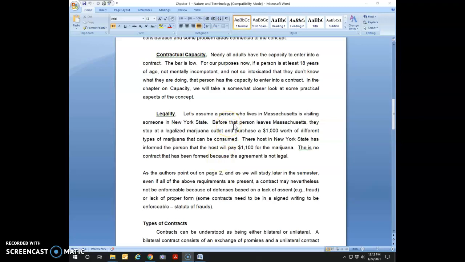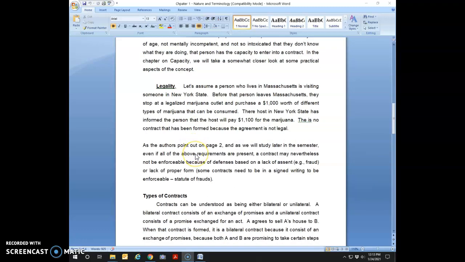But I could get in my car. I don't have any motivation to do this, by the way, today, to drive to Massachusetts and get there before sunfall and buy marijuana at a legalized marijuana outlet. And so it's interesting that there may be differences in legality just based upon the state that we're in.